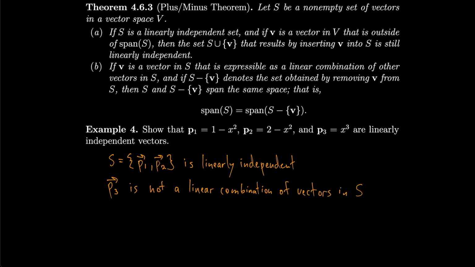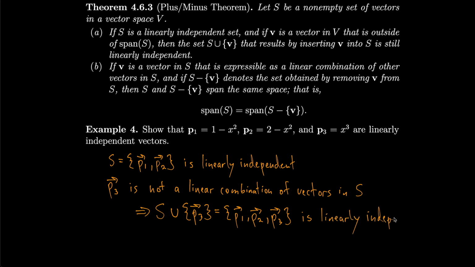and that tells us by the plus-minus theorem that if we take S and we just throw in P3, I'll write union P3 to indicate that we're just throwing in P3, then that'll equal P1, P2, P3, and that must be linearly independent by the plus-minus theorem. Shouldn't be surprising at all, because there's clearly no way that you could build this from these 2 guys, so it should make sense you couldn't build this from this, or really any combination of them.